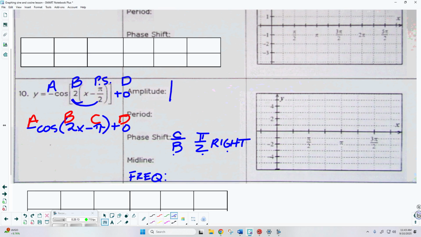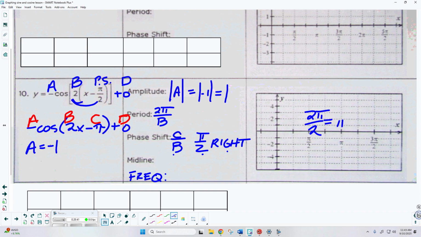So let's see here. The amplitude was the absolute value of A. Well, what's A? A is -1. Would everybody agree? So the absolute value of -1, well, that's just 1. So all that's telling me is that there's no vertical dilation. There is a reflection, okay? Just no vertical dilation. The period, that was 2 pi divided by B. What's B? B is 2. So 2 pi over 2, yeah. So it's just pi radians.